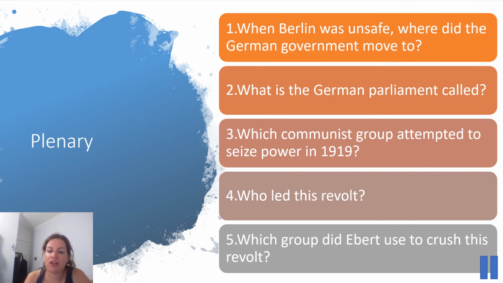So just to finish off today, can you have a go at answering these 5 questions without looking at your notes, without looking in your fact book? See if you can do them all by yourself. Number 1, when Berlin was unsafe, where did the government move to? What is the German parliament called? Which communist group attempted to seize power in 1919? Who led the revolt? And which group did Ebert use to help get rid of the revolt? Okay, so have a go at answering those questions and see how you do.